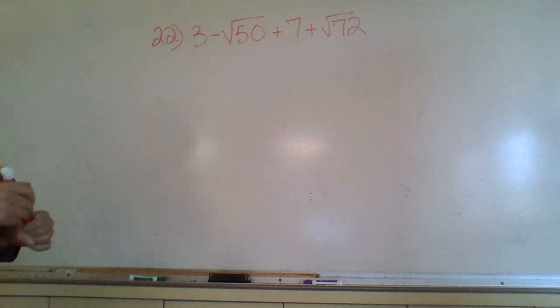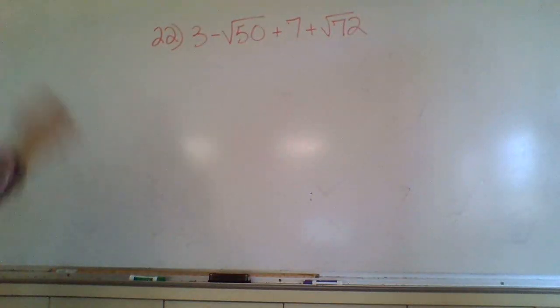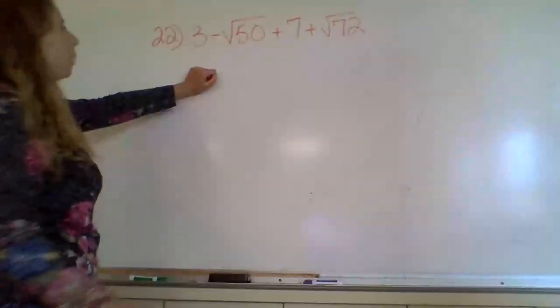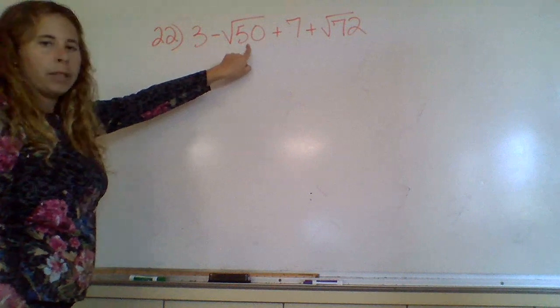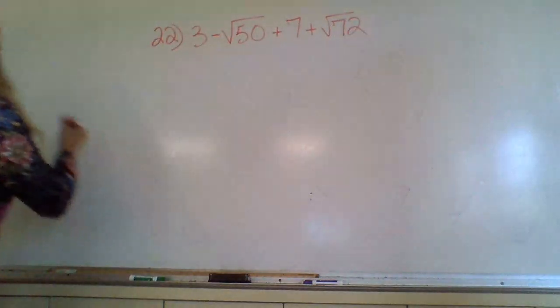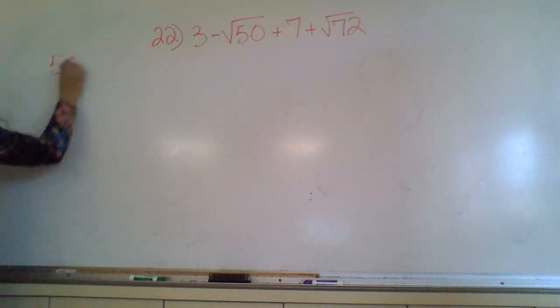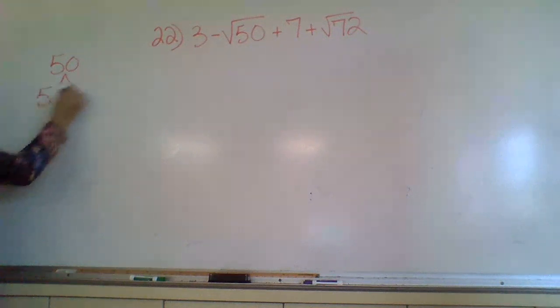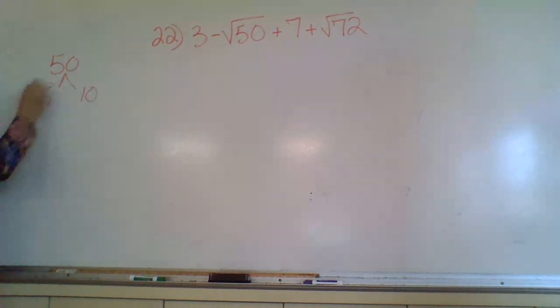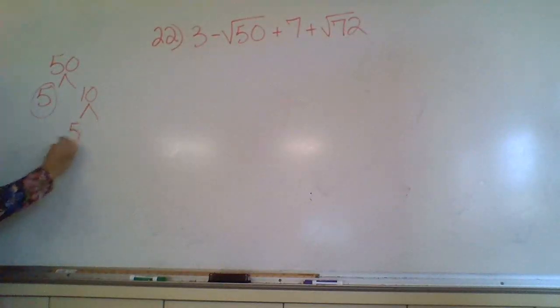Okay, number 22. Simplify. So, simplify what's underneath your radicals. Can I simplify the square root of 50? Yes. Let's do it. So 50 is 5 times 10. 5 is prime. 10 is not, so keep on going. 10 is 5 times 2.